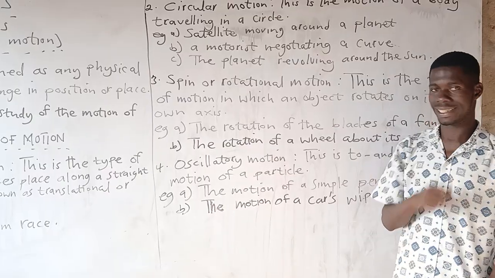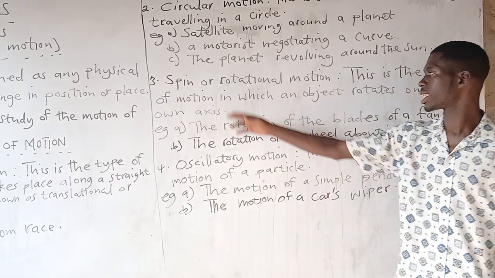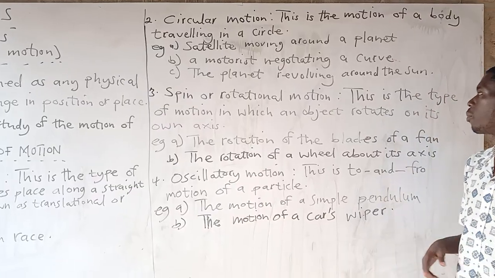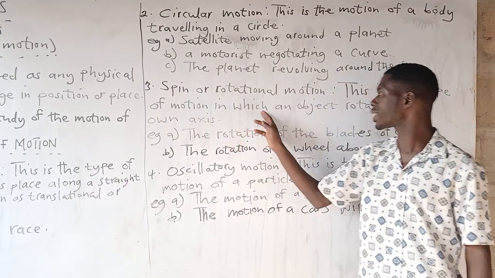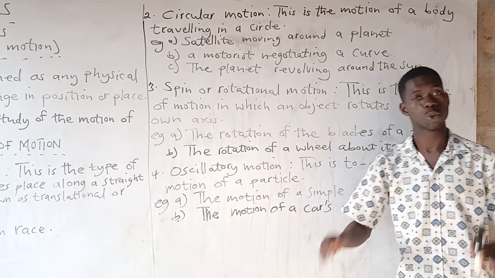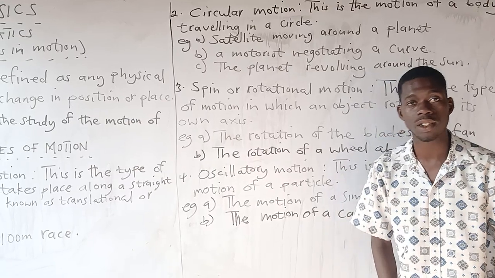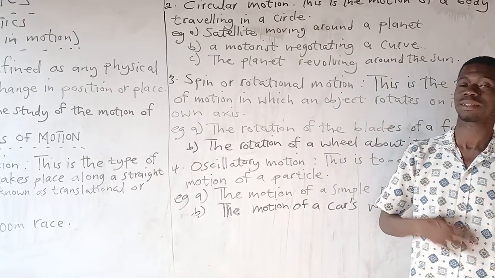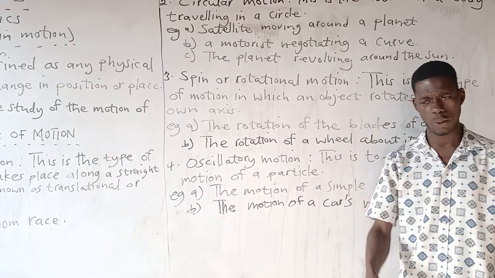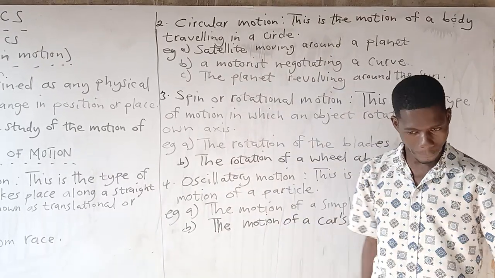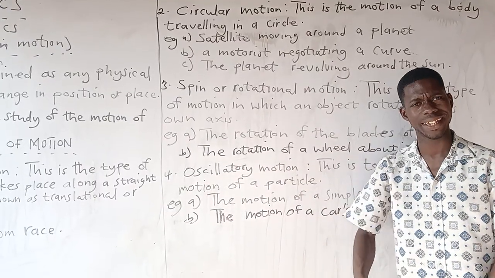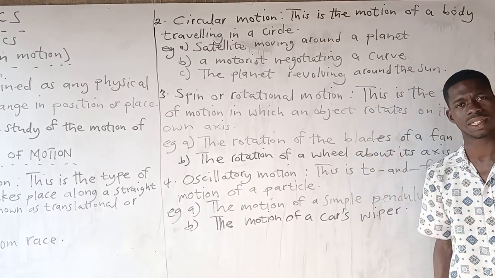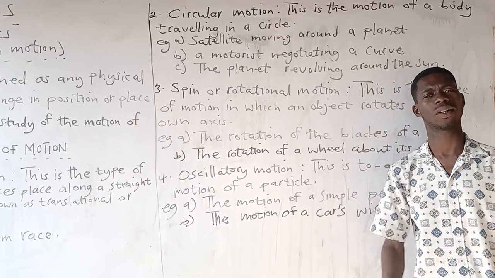Okay, now let's continue. The third type of motion or movement is spin or rotational motion. What is rotational motion? This is the type of motion in which an object rotates on its own axis. When you go to where they barb your head, the barbing salon, you can see that the chair you sit on, you can turn around. But whilst you are turning around, that chair moves on its own axis. That is spin or rotational motion.